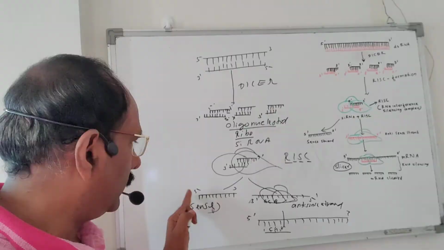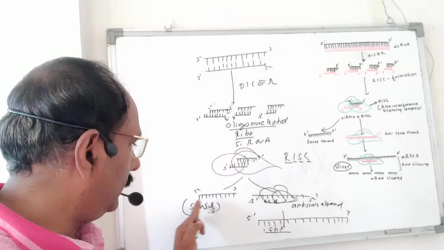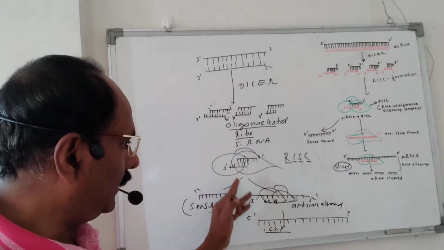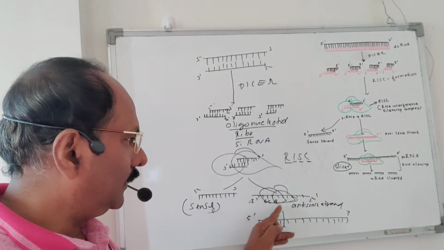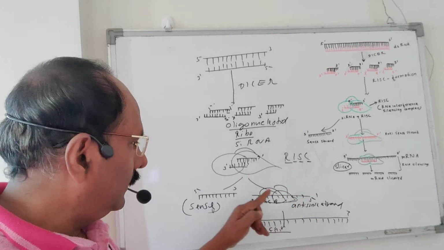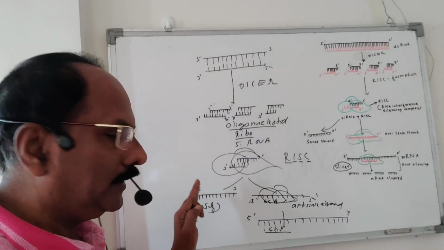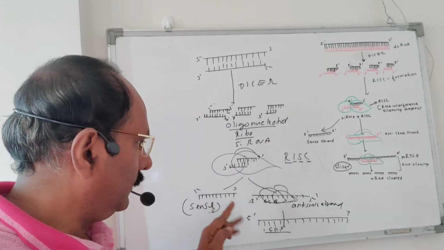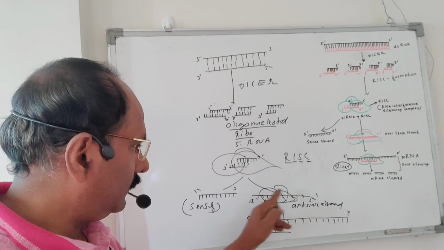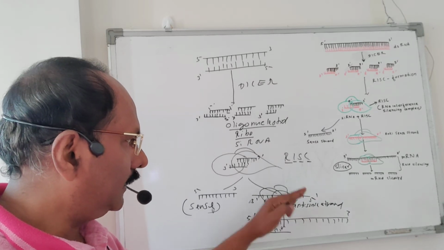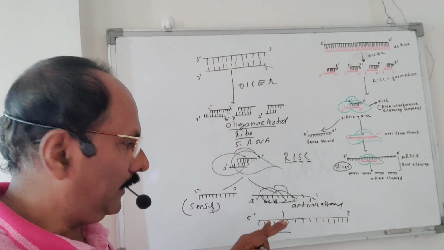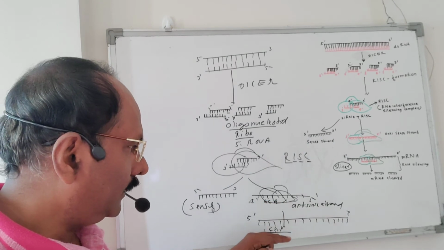One part running from 5' to 3' is known as the sense strand. The other running from 3' to 5' is known as the antisense strand. The sense strand will be destroyed by the RNases present in the cytoplasm. And the 3' to 5' strand, the antisense strand, is the candidate for silencing the RNA. So the actual silencing of the RNA comes here.